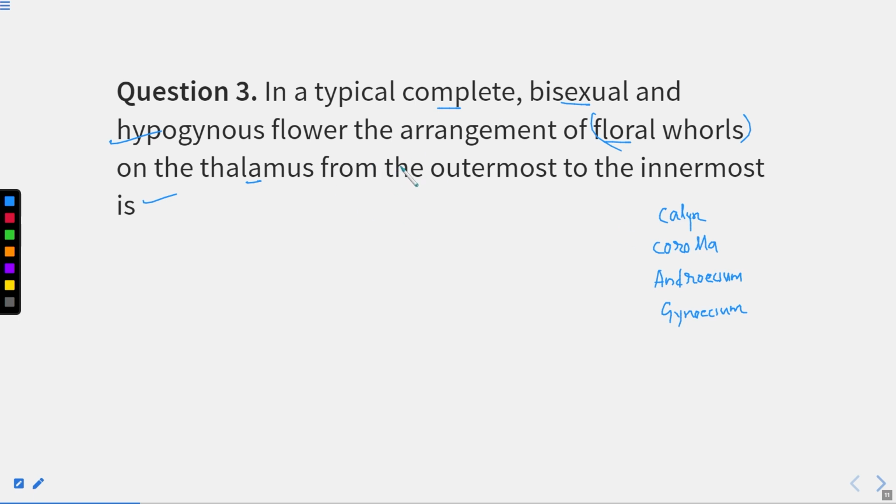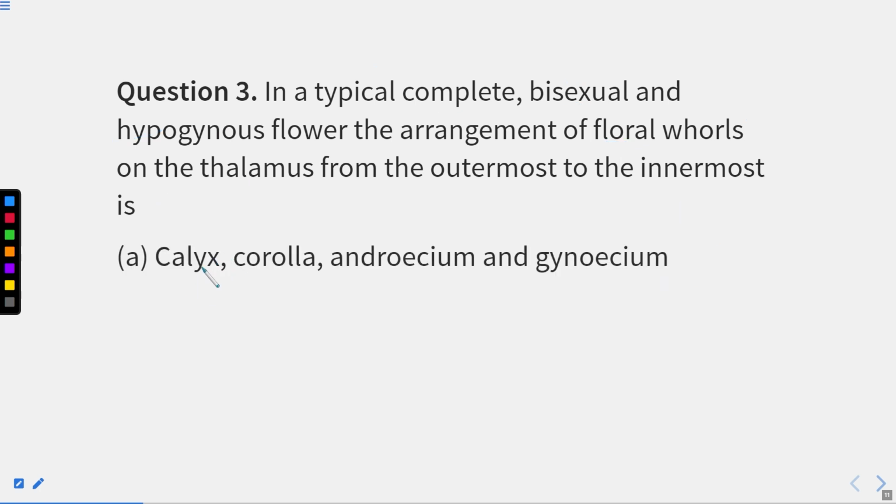So these are the 4 floral whorls. Now talking about a typical flower, which is bisexual, contains both the sex organs, means both androecium and gynoecium, and it is hypogynous, means the ovary is superior here. So these are the options: calyx, corolla, androecium, and gynoecium. Calyx is the outermost, and in the question they are asking from the outermost to the innermost. So calyx is outermost, then we have corolla, then androecium, then the innermost is gynoecium. So this seems like the correct answer.